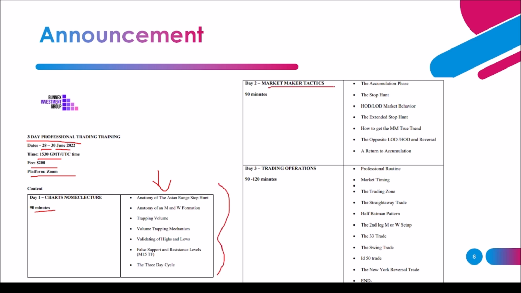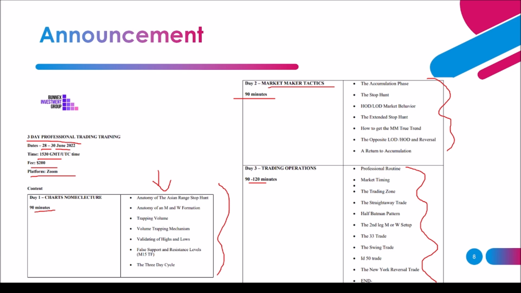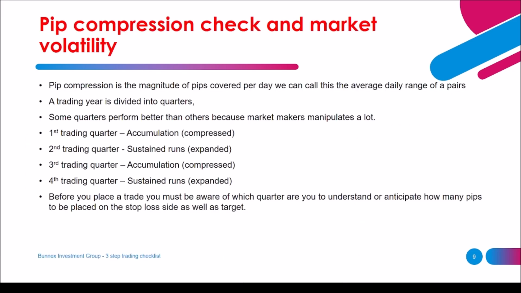Day 2, market maker tactics. We are now in the trading operations, right? It's going to also be done in 90 minutes. Then the last day, which is trading operations, it's going to be 90 to 120 minutes, and we are going to cover all these topics. So if you really want to step up your game, you need to actually enroll for this class and see your trading changing.